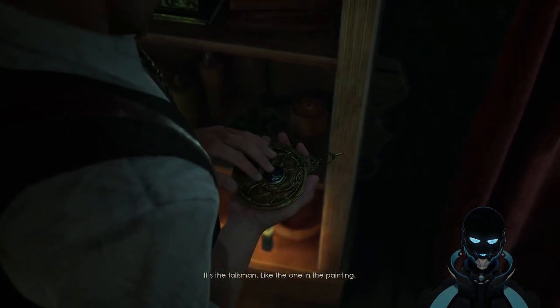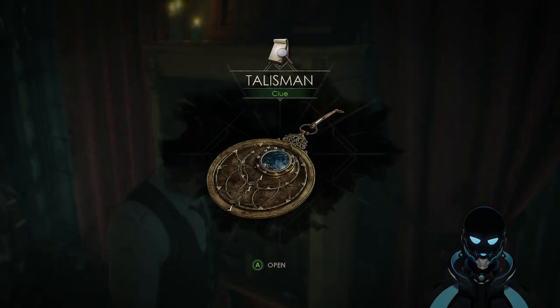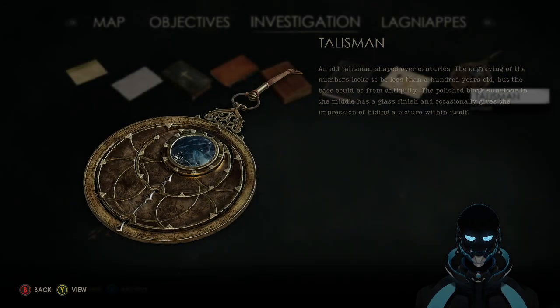The talisman, like the one in the painting. All right. Find your own talisman. An old talisman shaped over centuries. The engraving of the numbers looks to be less than 100 years old. The base could be from antiquity. The polished black sunstone in the middle has a glass finish and occasionally gives the impression of hiding a picture within itself.